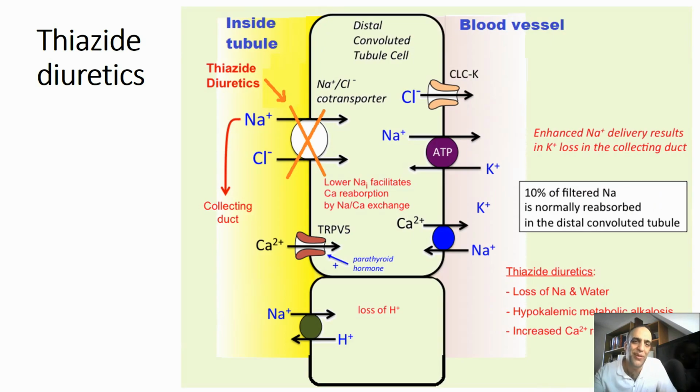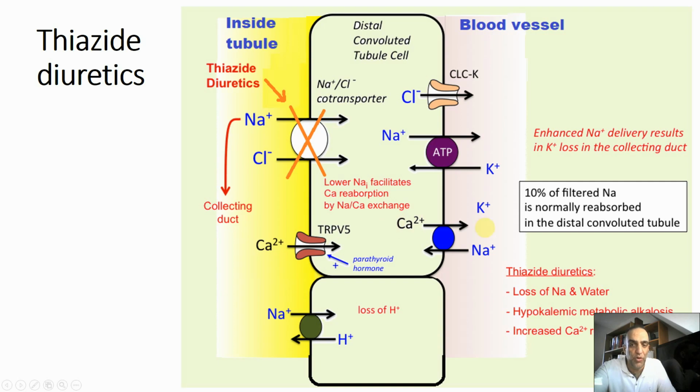As you see in the picture, thiazide in the distal convoluted tubule cell affects the sodium chloride co-transport channel. In this situation, sodium and chloride cannot come inside the distal convoluted tubule cells. The sodium amount will be decreased, and because of this situation, calcium can come inside the distal convoluted tubule. Because of the TRPV5 channels, it can easily come inside.